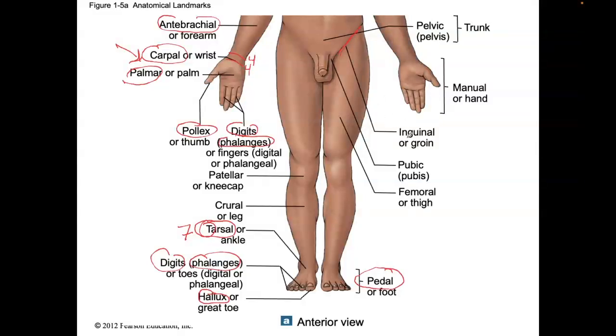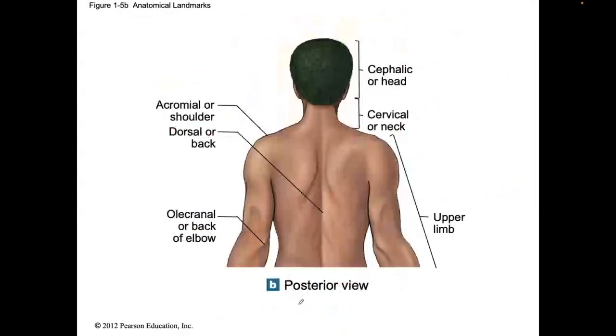Inguinal is the groin. Pubic, where pubic hair is located, and the pubic bones. And the thigh is called the femoral region. So it's also the longest bone in the body is called the femur. So that's the femoral region. Okay. And notice we are looking at this person from the anterior view, which is the front. When we're looking at him from the back view, that's posterior.